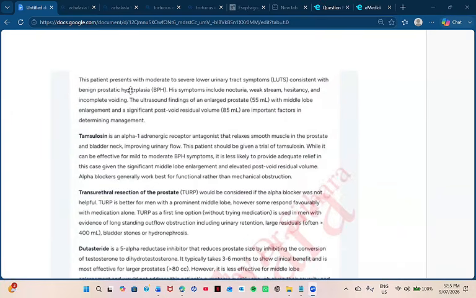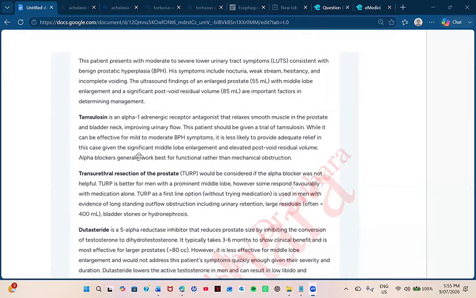Okay, let's see here. The patient presents with lower urinary tract symptoms consistent with BPH. Symptoms include nocturia, weak stream, hesitancy, and incomplete voiding. The obstructive features are here. Then, an enlarged prostate of 55 with middle lobe enlargement and a significant post-void residual volume of 85.